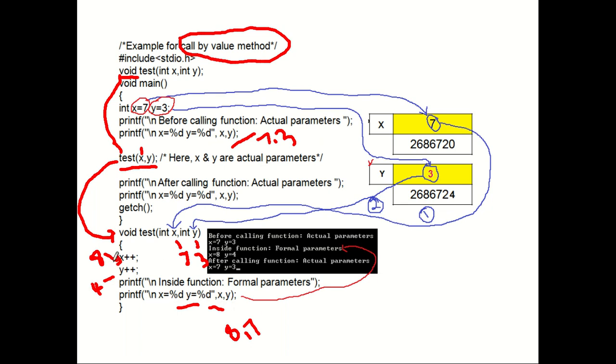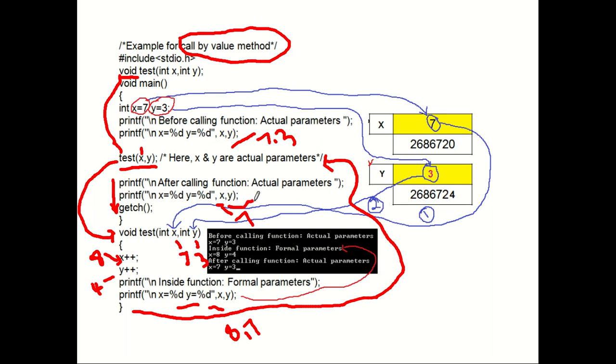Once after executing all these statements, the control will again go back to the point where it was called. So it will go back to this particular line. Next it will execute these lines here. Again we are calling the printf function to display the content of the actual parameters. What is the content of the actual parameters, x and y? The content of x is as it is, 7. The content of y is 3 here.